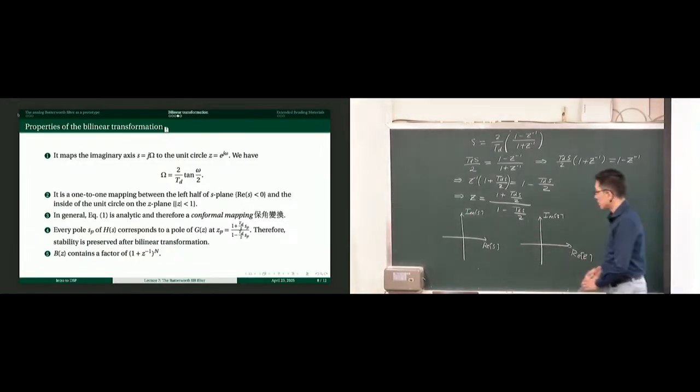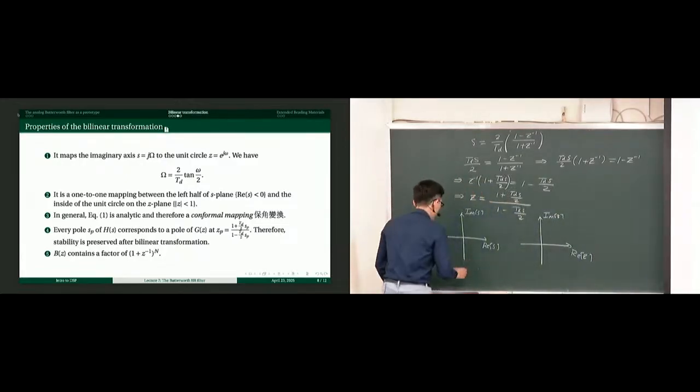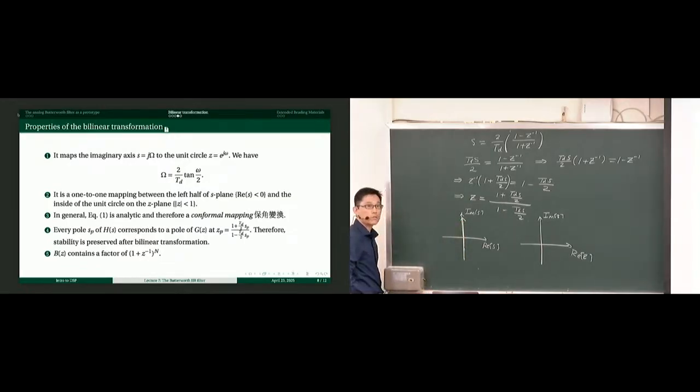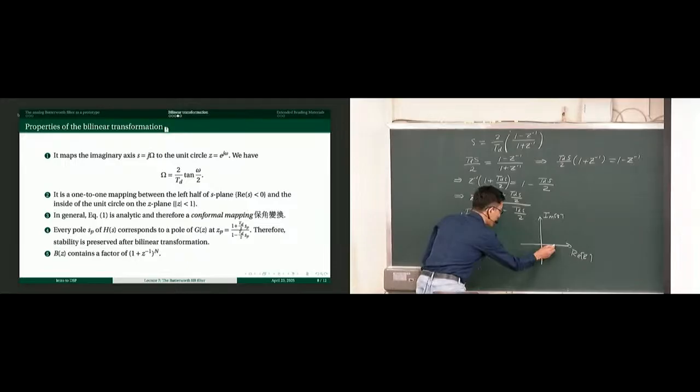Let me just draw it. Let's imagine that you are going from bottom to top, in this direction along the imaginary axis in the S domain. Imagine that going up. You walk along like that. Then transforming to the Z domain, the path, the contour becomes a circle.